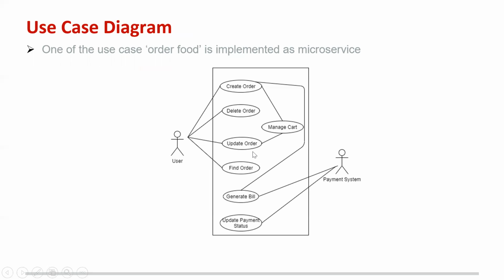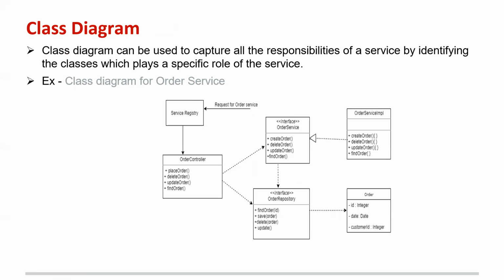So these are the possible functionalities which have to be implemented inside the order management service. When you are designing this use case diagram for a particular microservice, ensure that we capture all the functionalities needed for that microservice. It gives a clear idea for the developers of what implementation they have to do for this particular service. And next one is the class diagram.